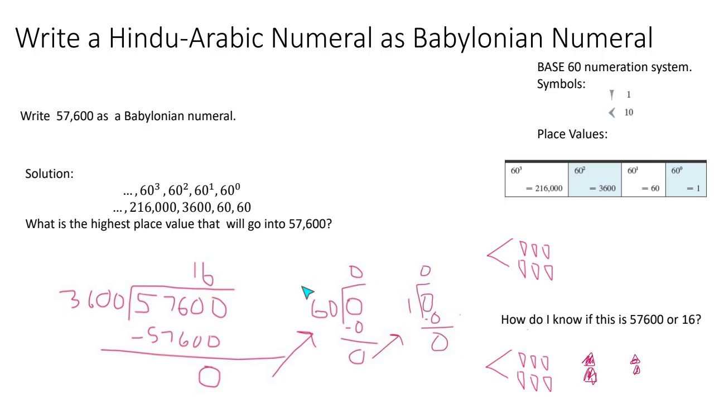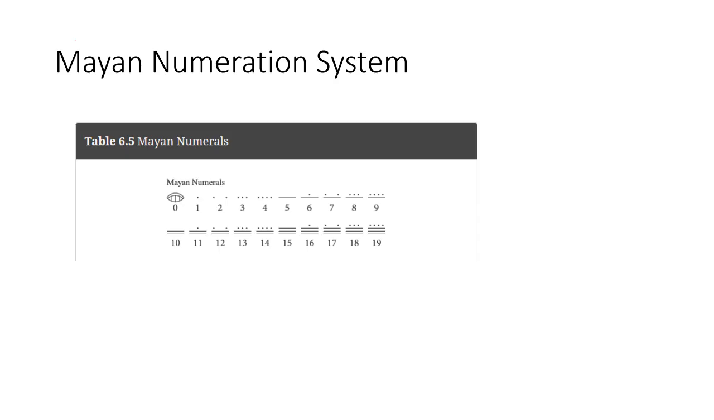Okay, so here we have 16. This is my 16, but in my next place value I have 0, so I use this placeholder. And then my next place value I have a 0, so then here is my placeholder. So now I know for sure that this is in the 1's place, this is in the 60th place, and this is in the 60 squared place. So I can calculate this as 57,600 and not 16. Okay. All right, so let's go to another group, the Mayans.